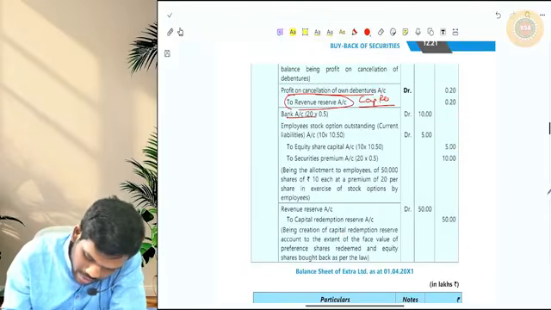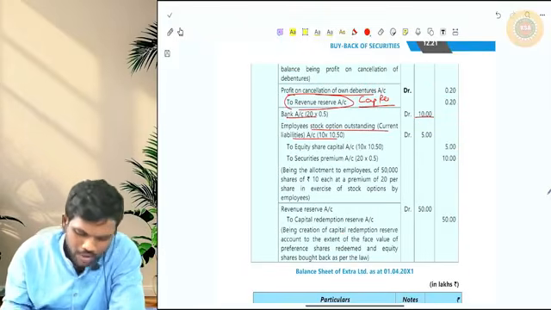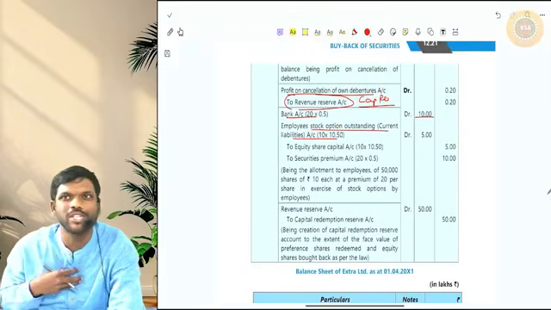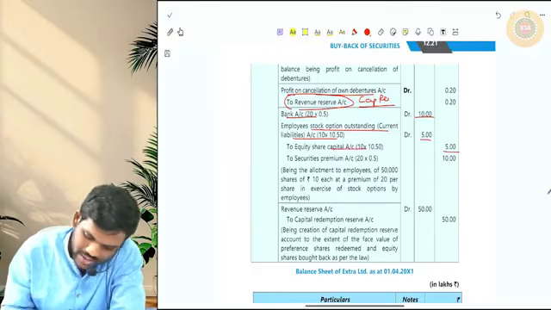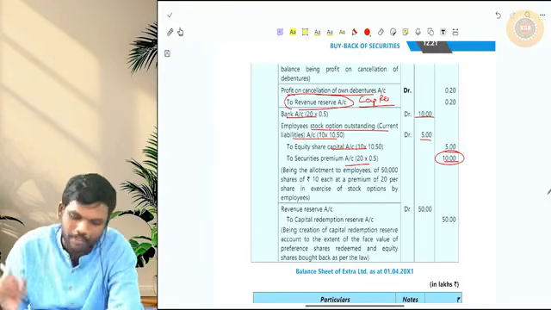If you see bank account debit 10 lakhs, they are calling it employee stock option outstanding. I called it equity share option outstanding. Both are correct. 5 lakhs to equity share capital, 5 lakhs face value. To securities premium, the premium component will go.